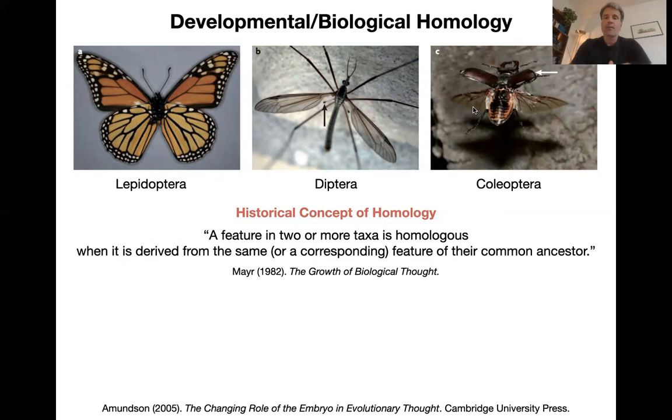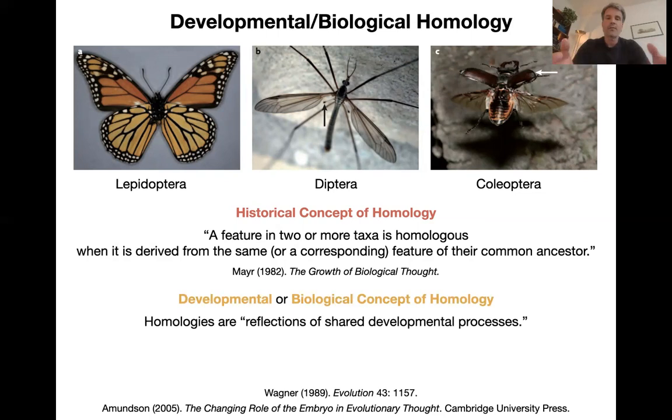So the problem, of course, is how do I know this? How do I know that forewings and hindwings are homologous? The problem is that we have to have some way of tracing a feature, because we cannot relive this history back to the common ancestor. We have to infer it. So this distinction between the historical concept of homology and the developmental or biological concept of homology is not a different definition. The point is not to redefine homology, but the idea of the developmental or biological concept is to give you criteria to trace homologs, so you can infer historical homology.